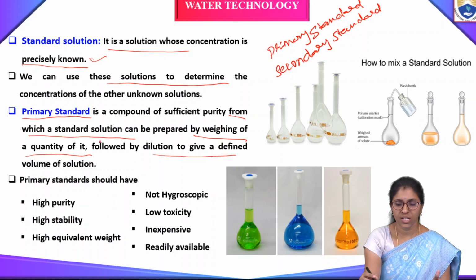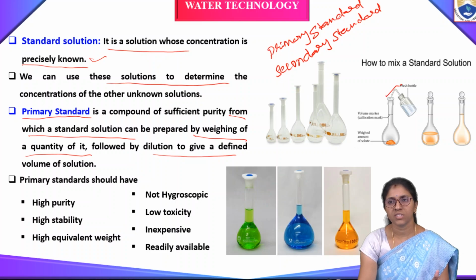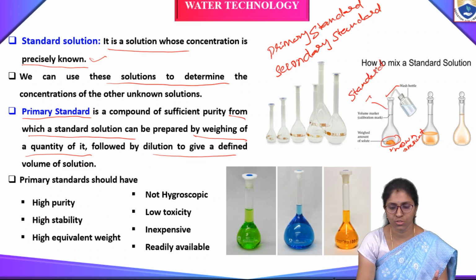How do we prepare a standard solution? First we have to take a standard flask. First we have to take a known amount of substance. We have to weigh a certain amount and pour it into the standard flask. This is the standard flask which is used for the preparation of standard solutions.